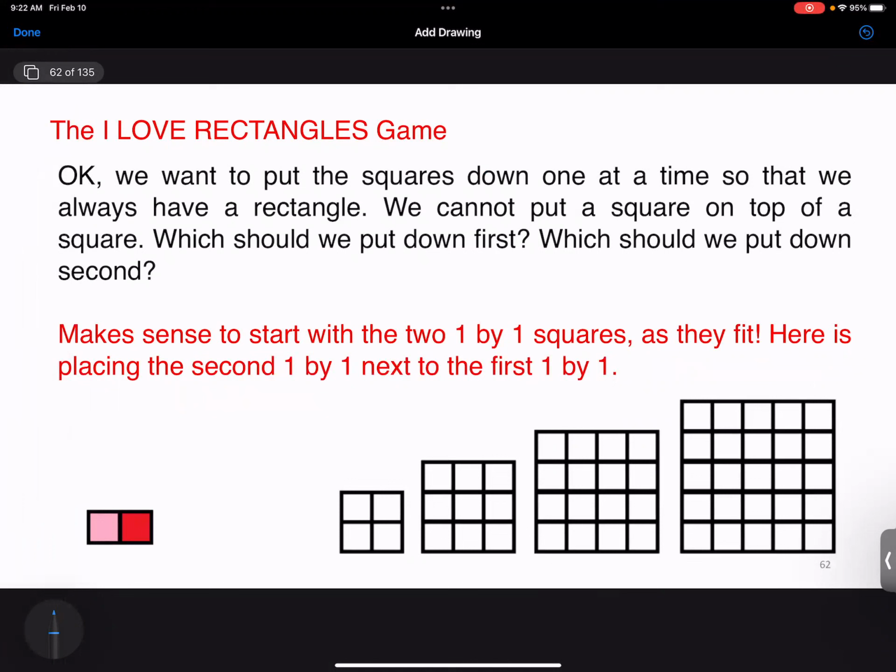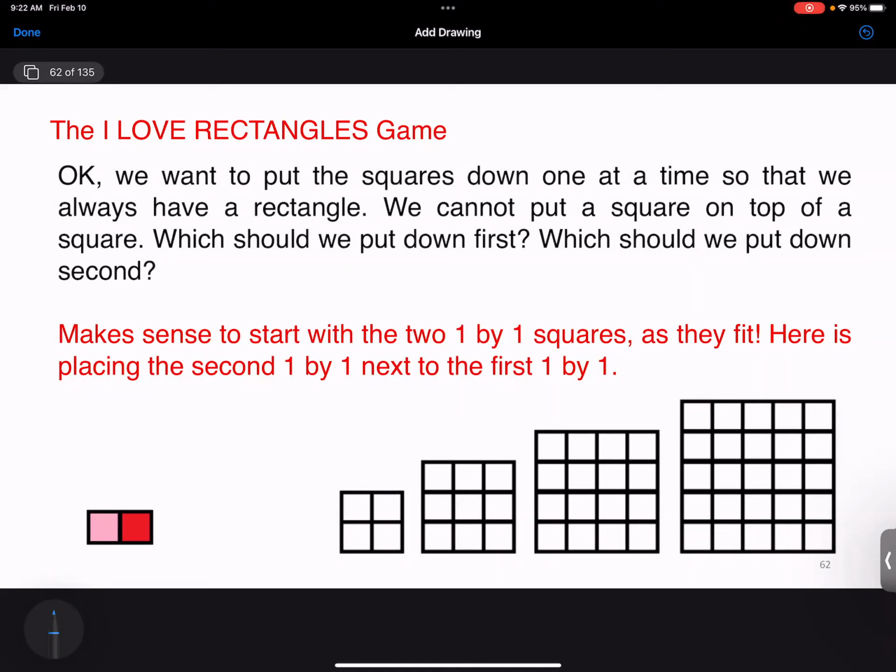It's very nice in life when things are forced. You don't have to worry about, am I making the right decision? Yes, because I have no other choice. What's the only thing I can do now? Yes, two by two. How many places do I have to put the two by two? Two. And so I actually had four places to put the second one by one.